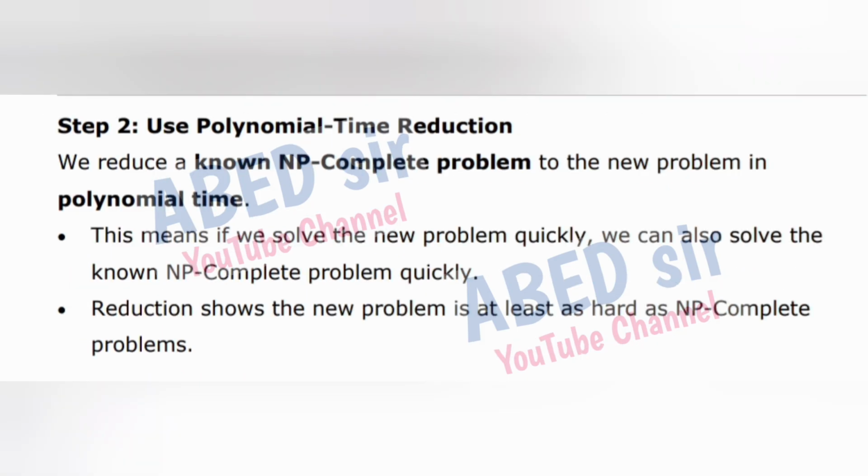Step 2. Use polynomial time reduction. We reduce a known NP-complete problem to the new problem in polynomial time. This means if we solve the new problem quickly, we can also solve the known NP-complete problem quickly. Reduction shows the new problem is at least as hard as NP-complete problems.